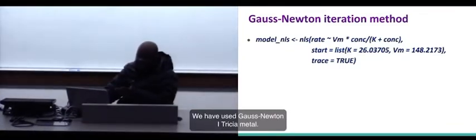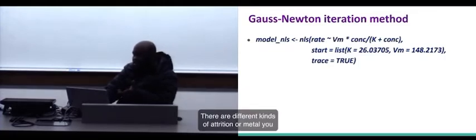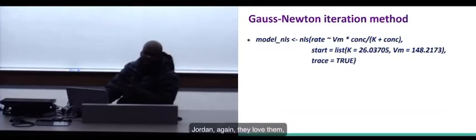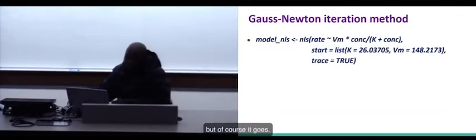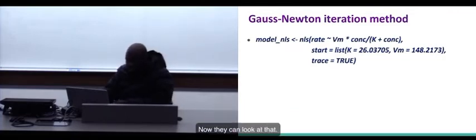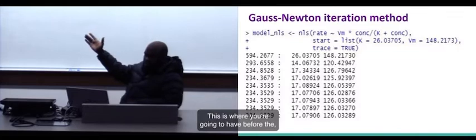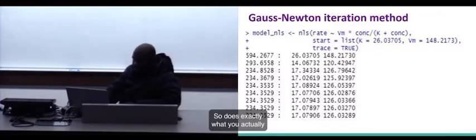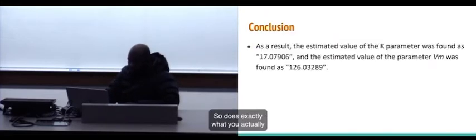Here we have used the Gauss-Newton iteration method. There are different kinds of iteration methods you can use, such as Newton-Raphson and others, and there are a lot of them. But of course, the Gauss-Newton actually has a reputation. Now, take a look at that. This is what you're going to have before the algorithm actually converges. So that's exactly what you're going to have.